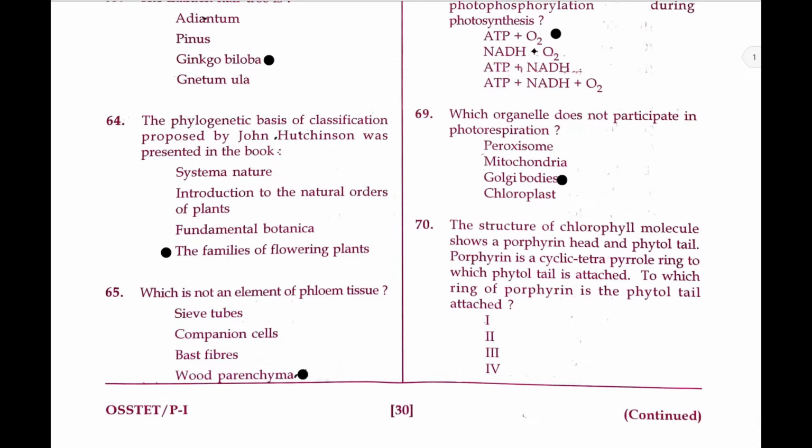Next, the question is a bit lengthy. The structure of chlorophyll molecule shows a porphyrin head and a phytol tail. Porphyrin is a cyclic tetrapyrrole ring to which the phytol tail is attached. To which ring of porphyrin is the phytol tail attached? You can take the reference of the chlorophyll structure, but you cannot find exactly to which porphyrin ring the phytol tail is attached. The answer can be between 3 and 4, so here it is a confusion.